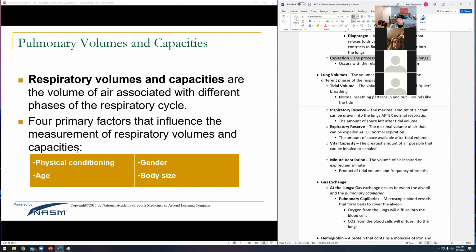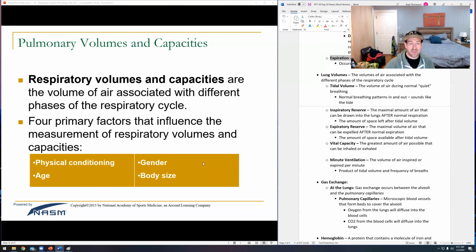Your age has to do with this. As we get older, our posture changes, our muscles get maybe a little bit weaker, right? And so you might not be able to draw in as much air. Your gender, guys, you're going to be a little bit larger. You're probably going to have larger lungs. Your body size, all of those things are going to be factors that have to do with your lung capacities.